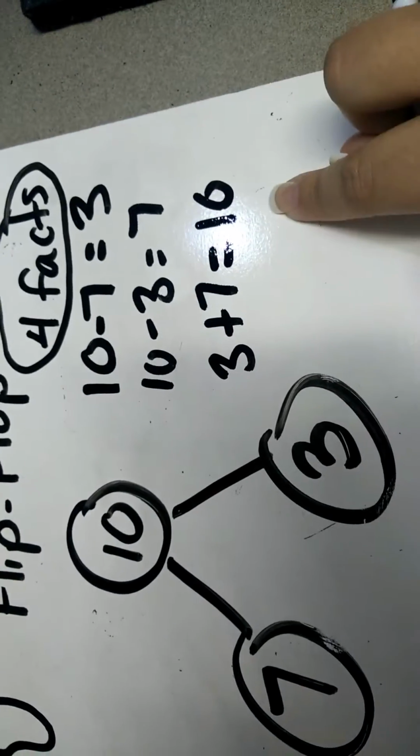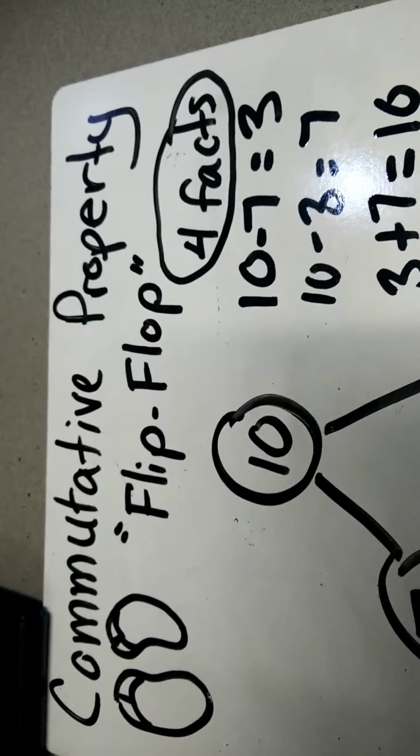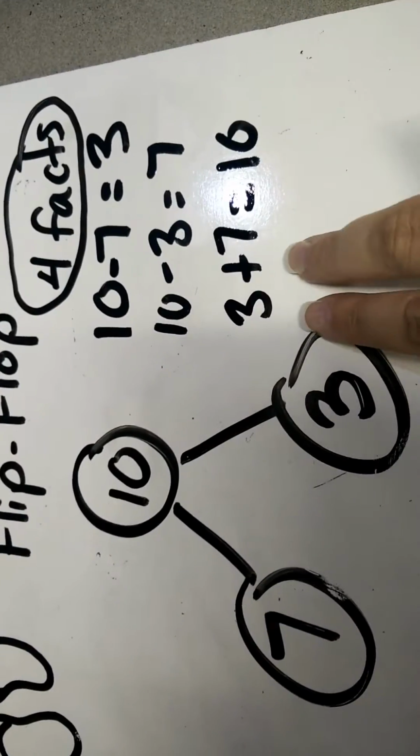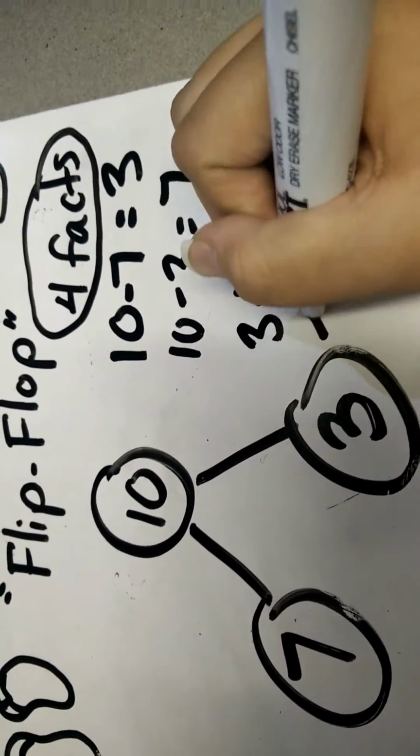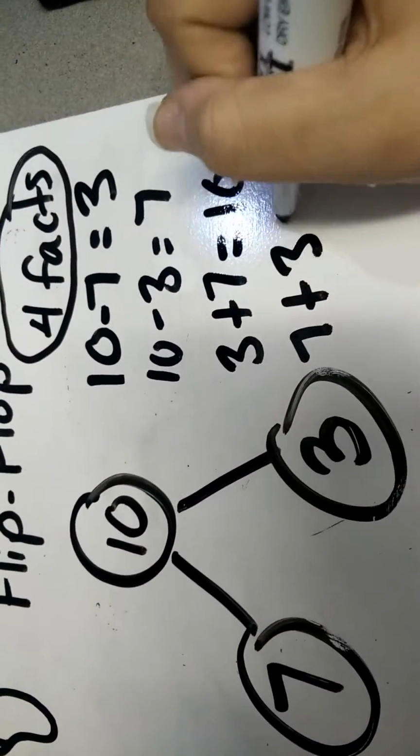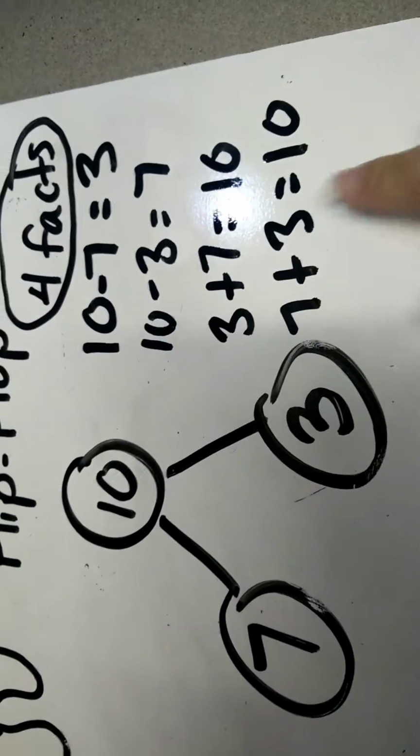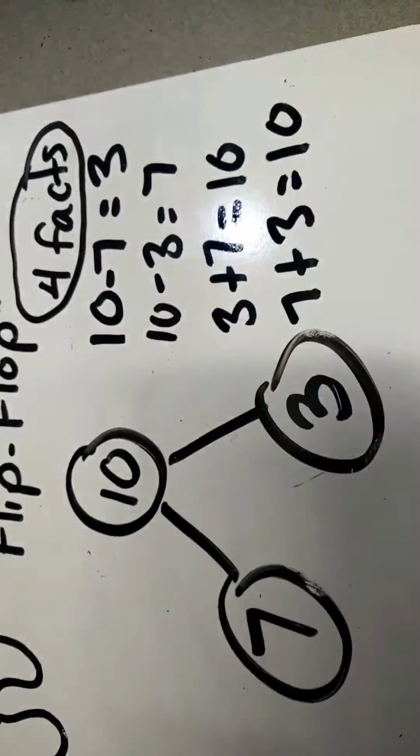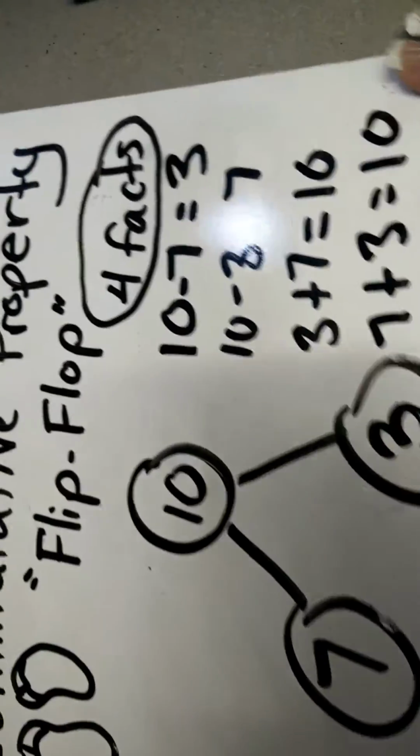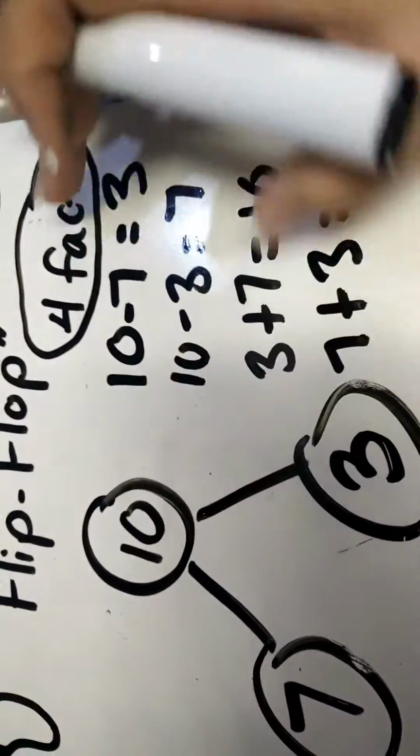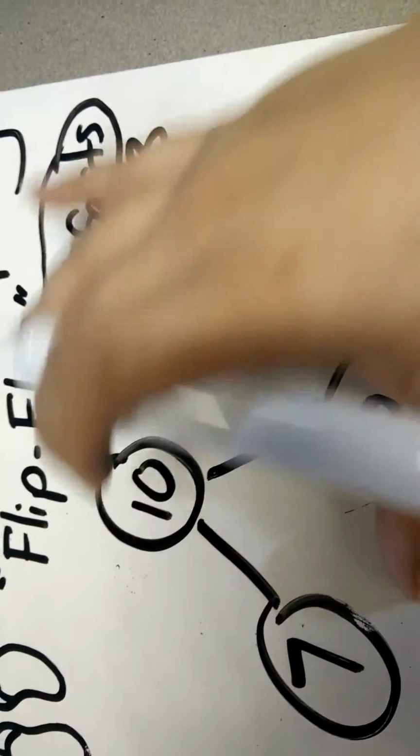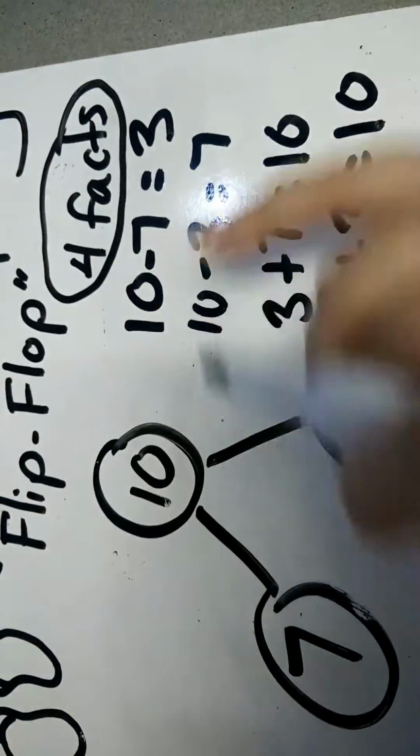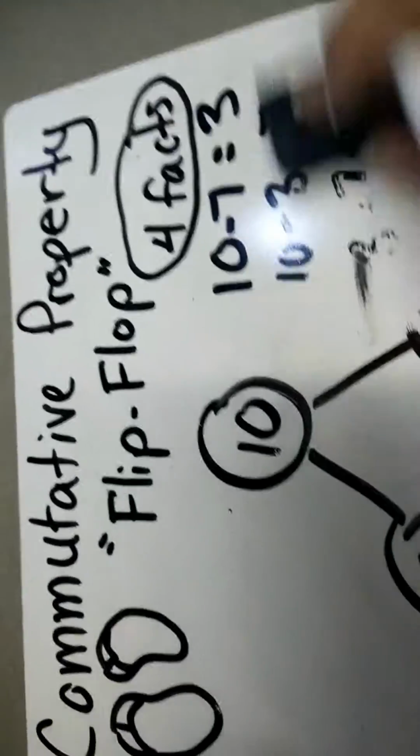And if I look here, if you're thinking about the commutative property right now, or flip-flop, I can just simply flip-flop these two. So 7 plus 3 equals 10. And I can double check my work by looking over here. Oh, 7 plus 3 equals 10. Yes, that is correct. Alright, this is just a fact family right here, and this is one way to help your kids just kind of remember, oh, these all three are related. Alright, so this is just our commutative property.